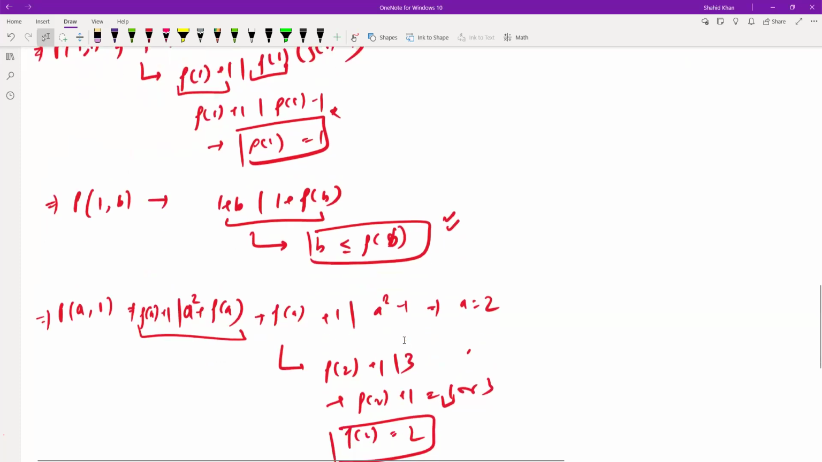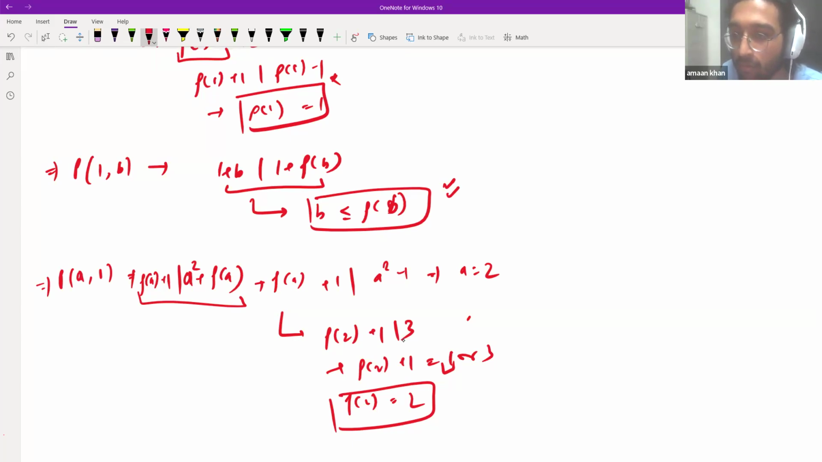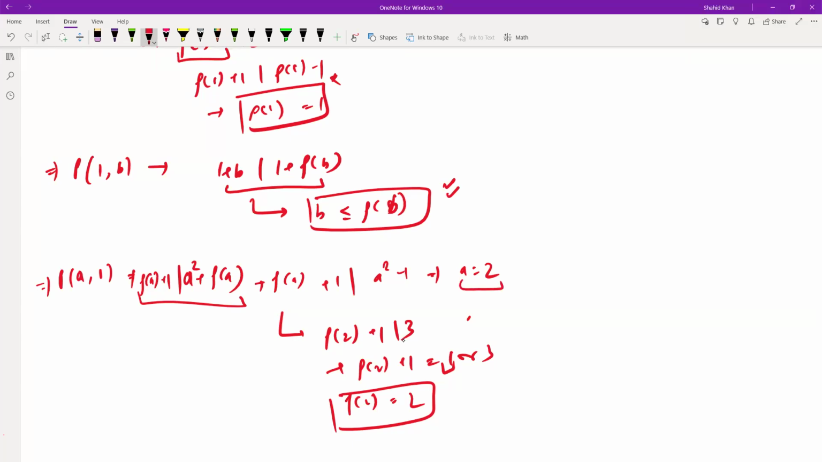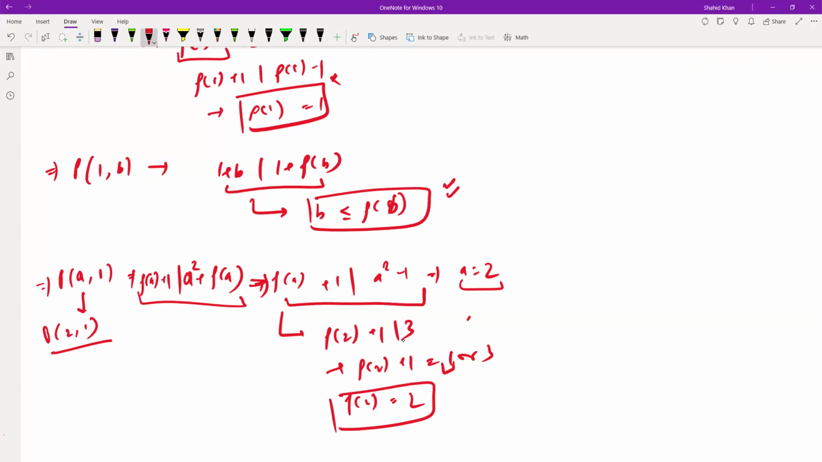Did everyone get this? How the RHS is 3? Oh, I put a equal to 2. Basically, this is p of 2 comma 1, after I first subtracted f of a plus 1 from this. So I have f of a plus 1 divides a square minus 1. Oh, okay. Then I'm putting a equal to 2 here. So everyone got this.